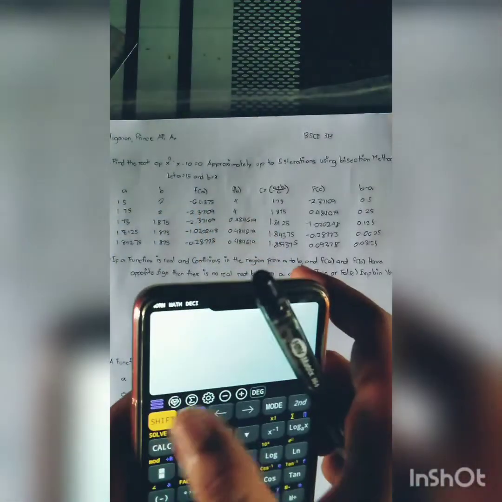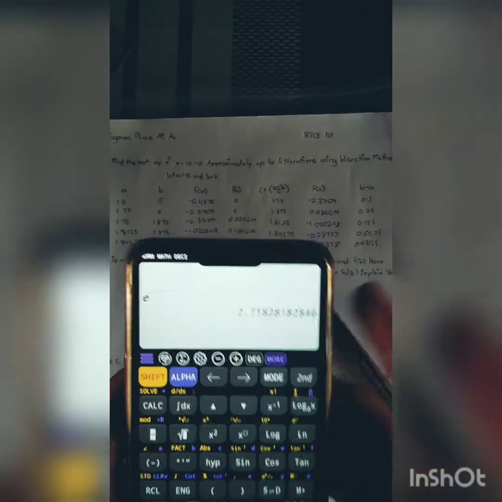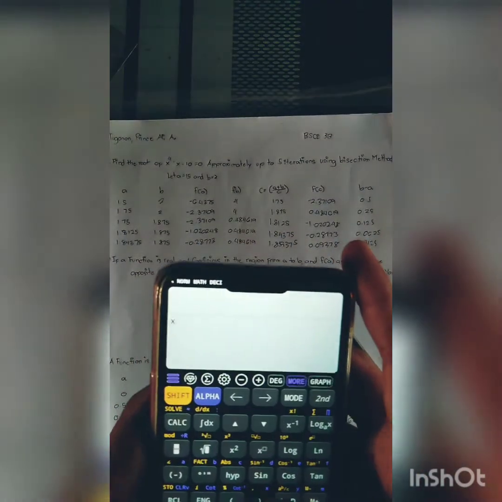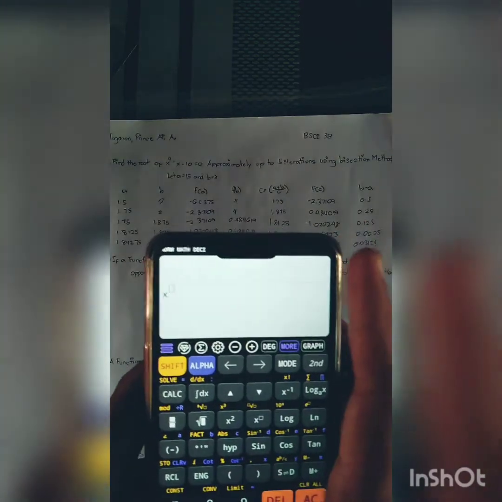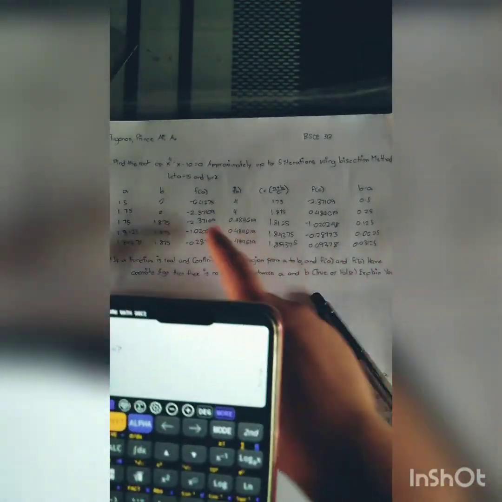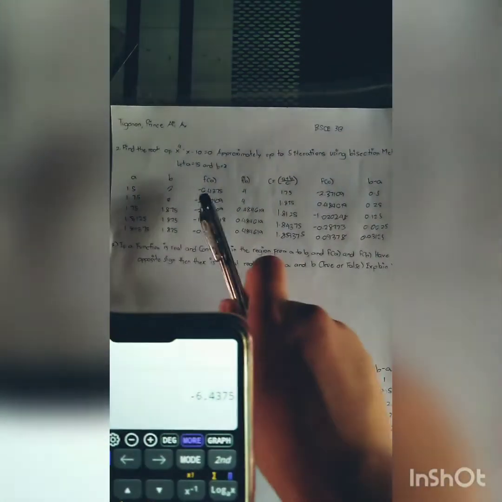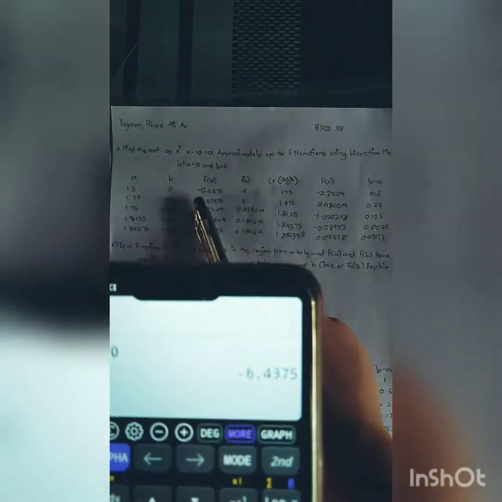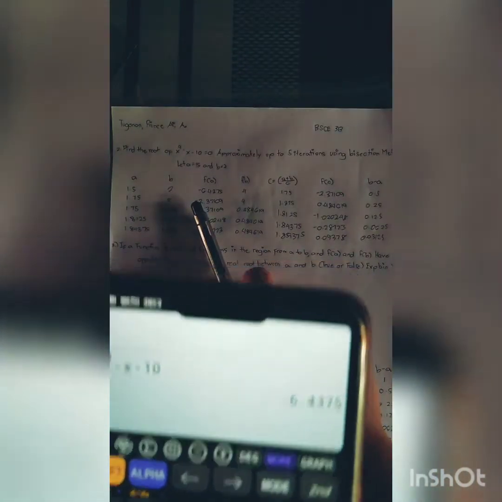x raised to 4 minus x minus 10. Substitute the value of a, which is 1.5. The value of the function of a is 6.4375.